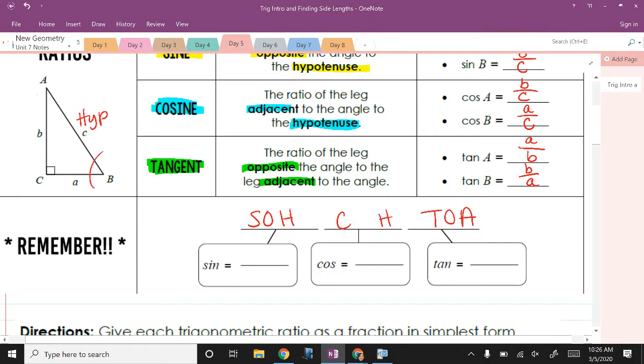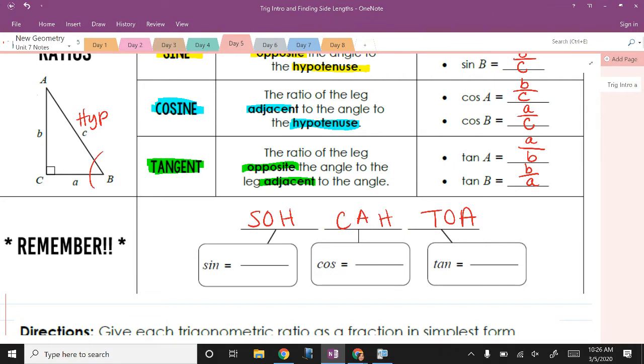SOHCAHTOA. Write that down. So what do you think the S, C, and T stand for? Sine, cosine, and tangent. Very good. So what do you think O and H stand for?